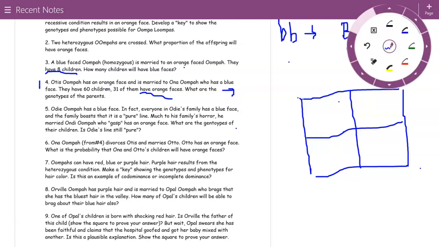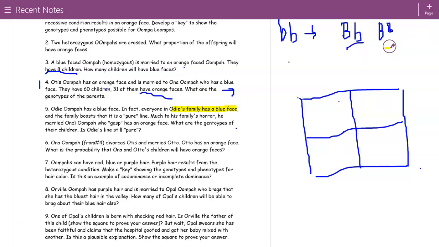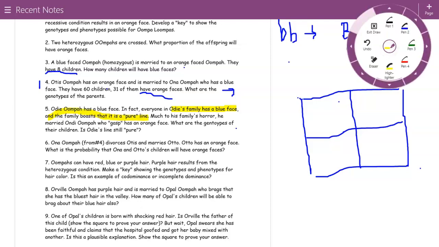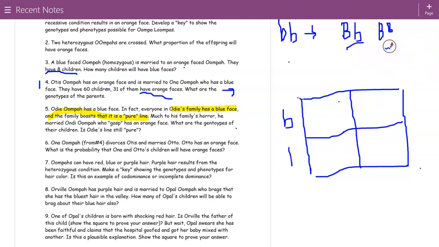Okay, this is what is called a true breed. Everyone in Odie's family has a blue face. They've had blue faces in their families for years. So if he marries Andi, she has an orange face, right? So right off the bat, Andi is homozygous recessive.